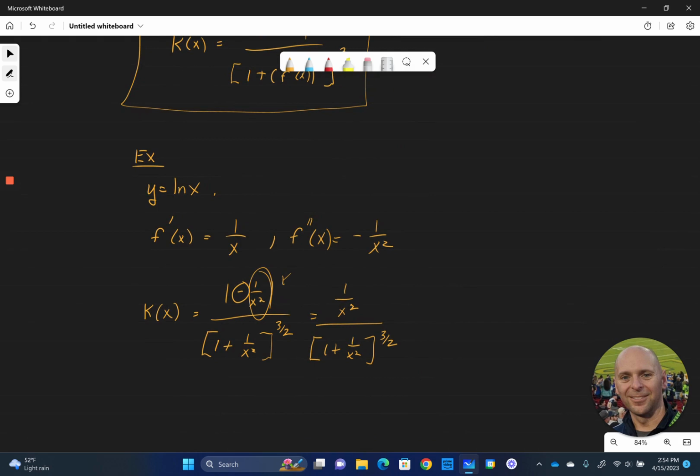And I suppose if we wanted to clean this up just a little bit more, we could bring the x squared here into the denominator. So we would maybe finish this off by writing it as 1 over x squared times 1 plus 1 over x squared to the 3 halves. And I think I'm pretty satisfied with that.